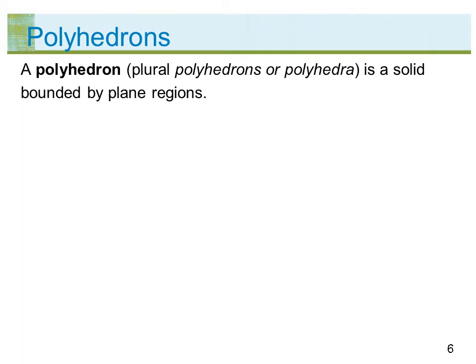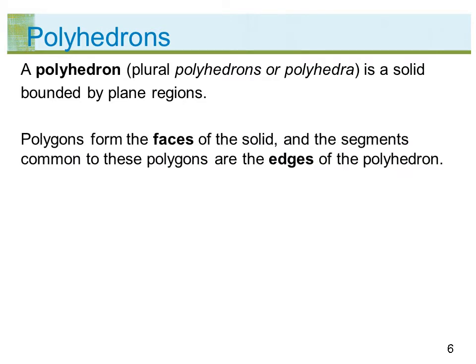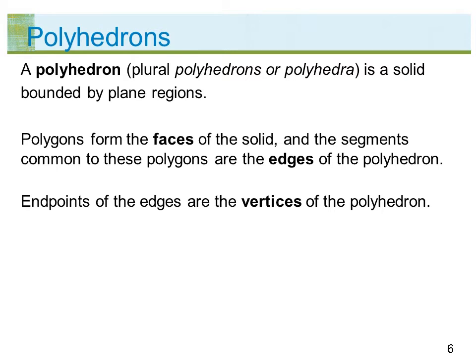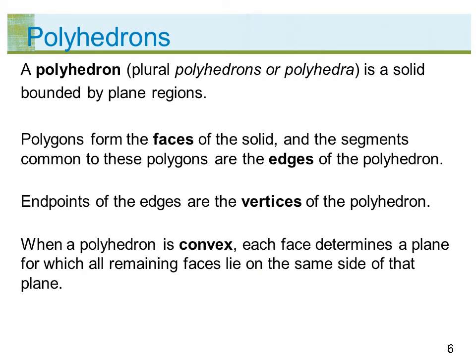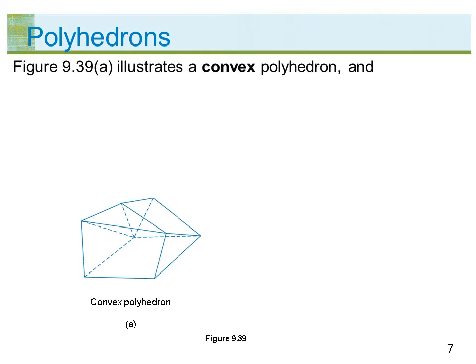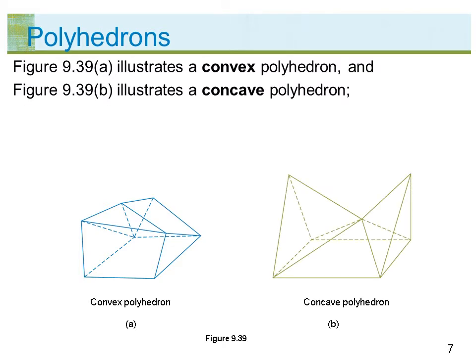A polyhedron, plural polyhedrons or polyhedra, is a solid bounded by plane regions. Polygons form the faces of the solid, and the segments common to these polygons are the edges of the polyhedron. Endpoints of the edges are the vertices of the polyhedron. When a polyhedron is convex, each face determines a plane for which all remaining faces lie on the same side of that plane. Figure 9.39a illustrates a convex polyhedron, and Figure 9.39b illustrates a concave polyhedron.